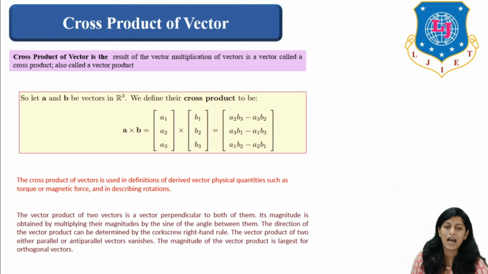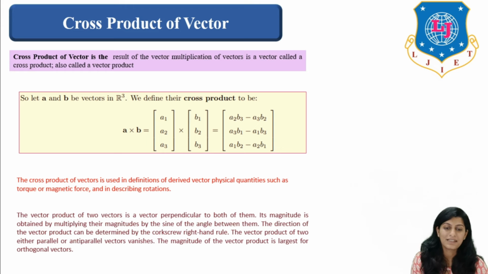So let us see how it happens. Here you can see, by definition, the cross product of vectors is the result of vector multiplication of vectors and is a vector, right? So you are multiplying two vectors and getting a resultant which is also a vector, right? So that is known as the cross product. So let us consider two vectors here.